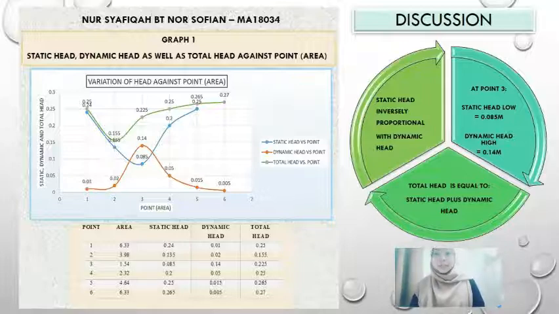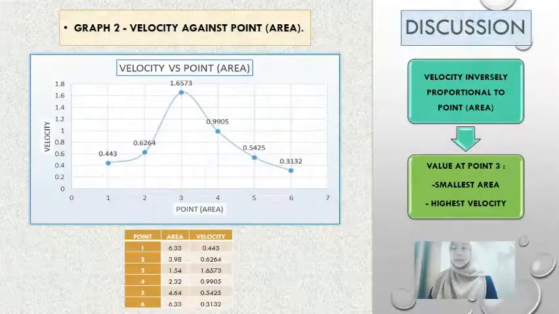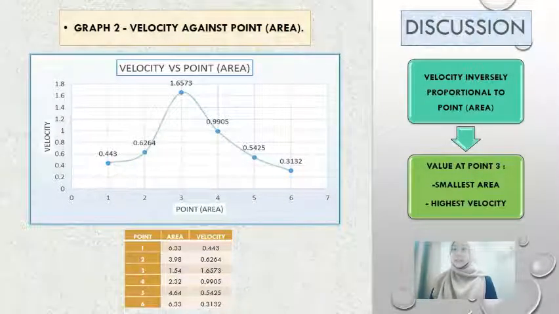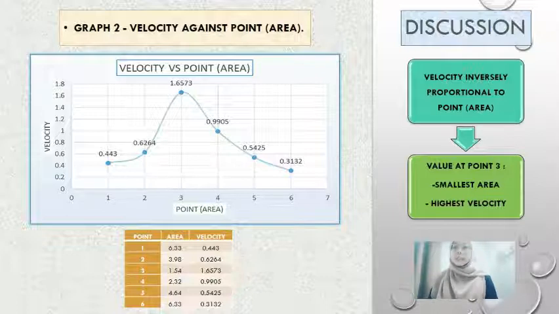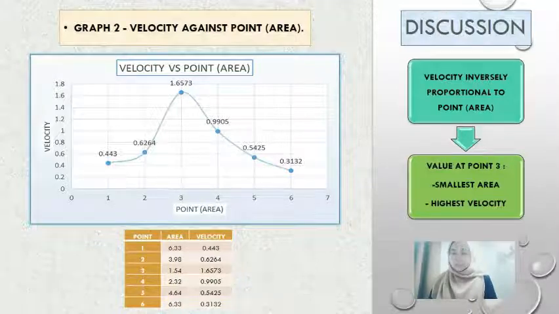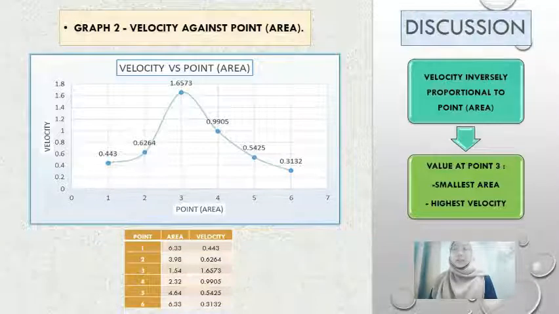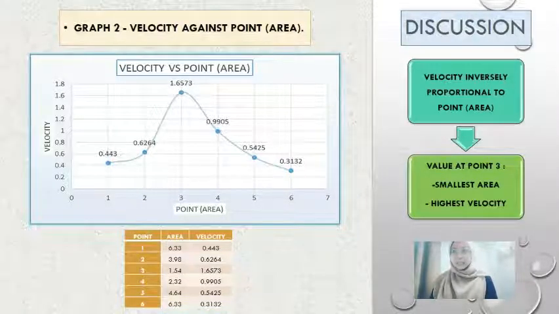And the total head is placed on top of the other graphs because total head is the sum of the dynamic head and the static head. So next is graph 2, which is the graph of velocity against area or point. As we can see, the highest velocity is located at point 3, which is the smallest cross-sectional area compared to the other points. And we can conclude that the velocity is inversely proportional to the area, which is the smaller the area, the higher the velocity.